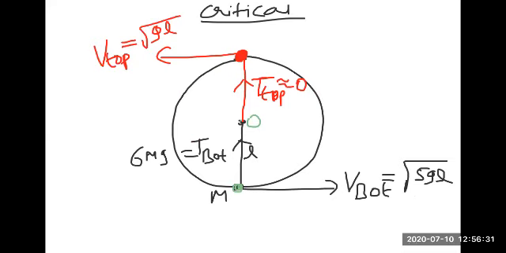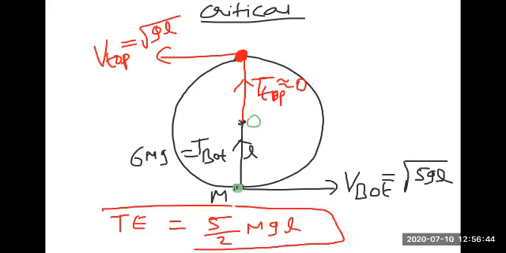And one more important conclusion, that total energy at any point, TE means total energy, is 5 by 2 mgL. Either it is bottom or top, anywhere. From the law of conservation of energy, we can say total energy is 5 by 2 mgL, that may be at top or bottom or horizontal or at any position. This is the situation when we are discussing critical conditions.